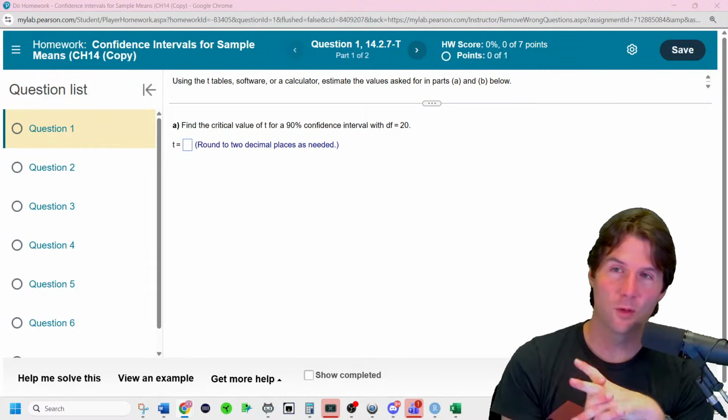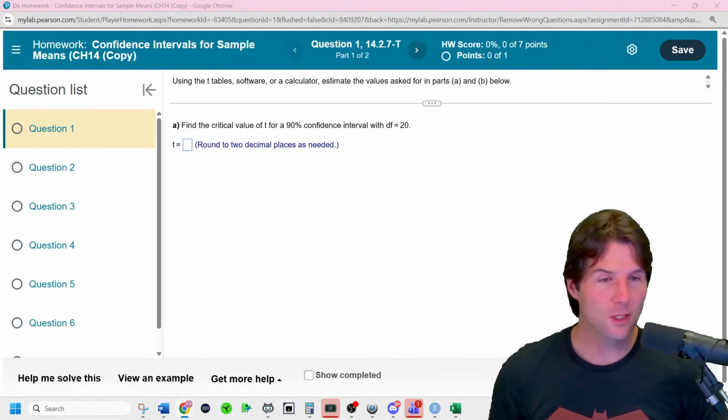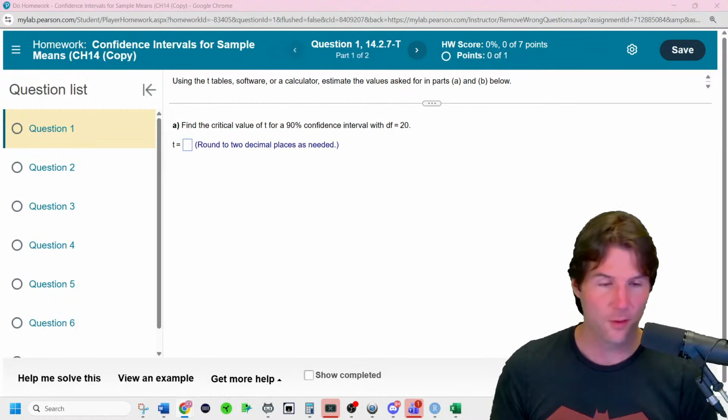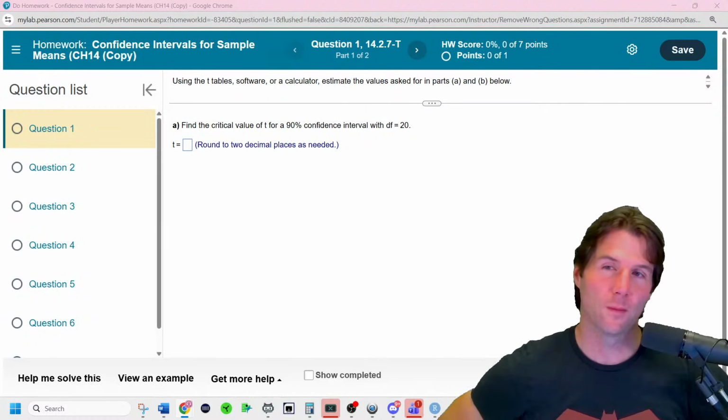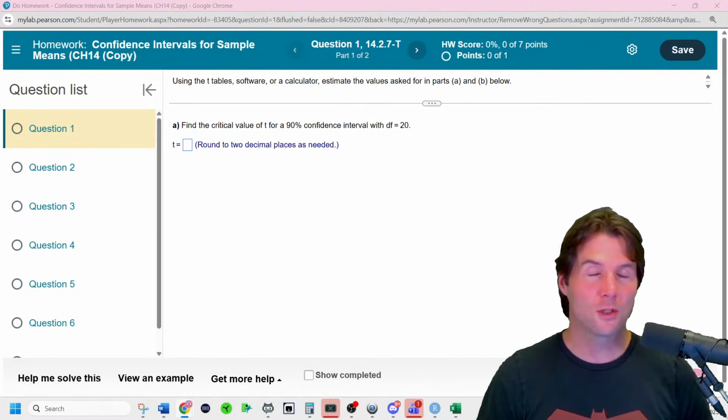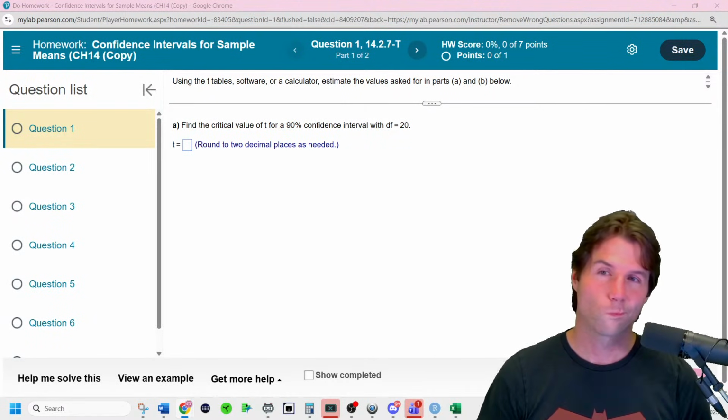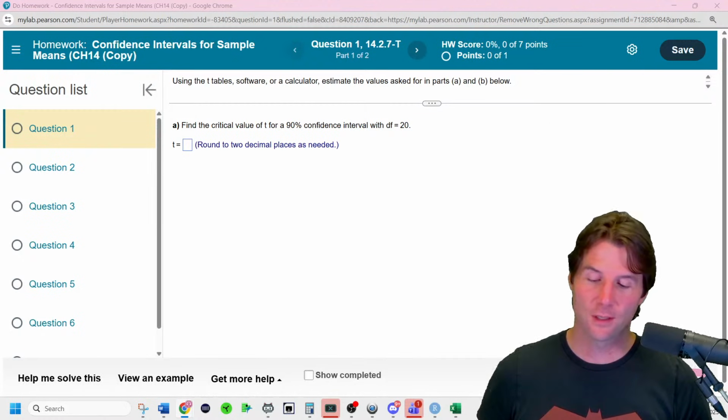90% confidence interval with degrees of freedom 20. You have to go to the T-applet. See if you can solve it right now. Then I'll show you how to get the answer. But I love guessing these. 90% confident, 20 degrees of freedom. The answer is going to be close to about 1.78.